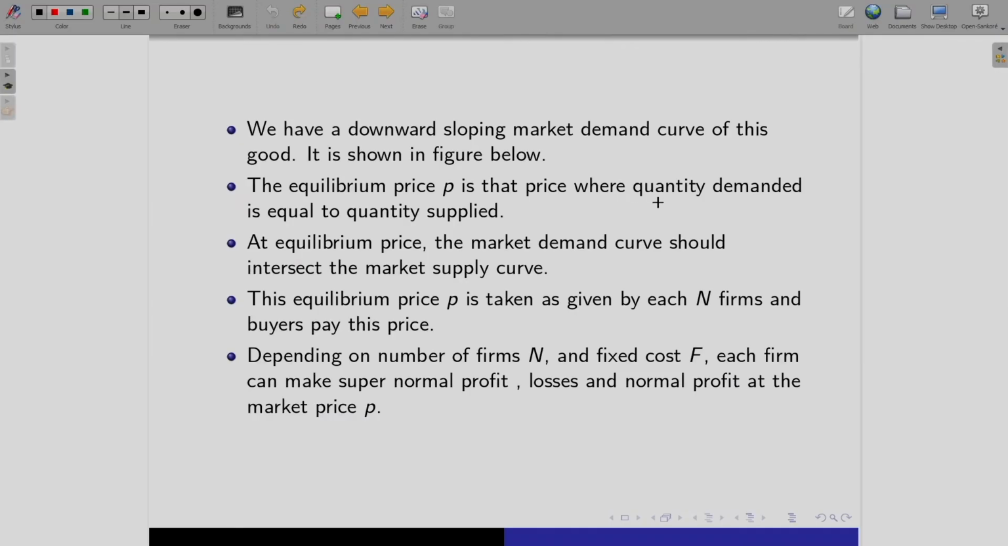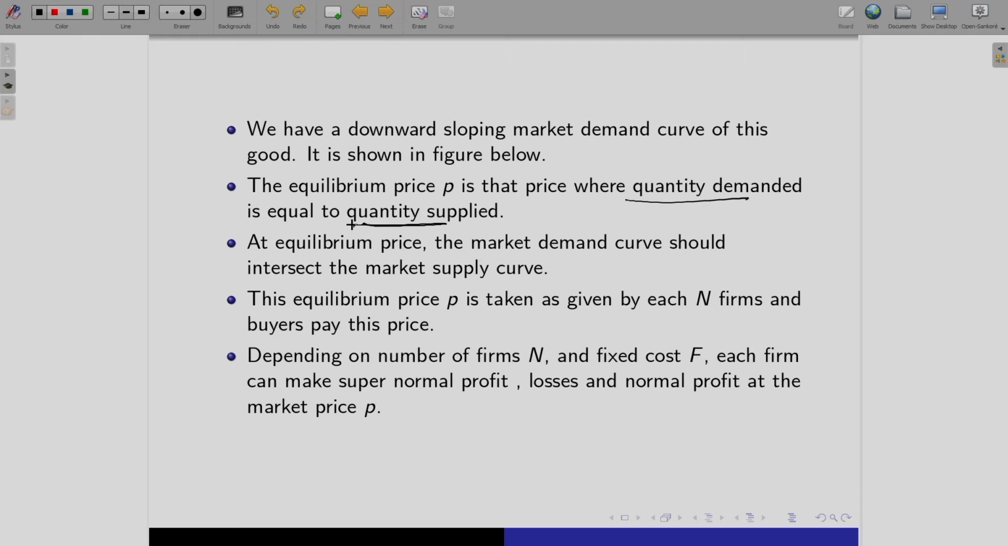Now, we also have derived the market supply curve for a given number of firms, suppose n. In that case it will be the horizontal summation of the marginal cost curve of each firm, that portion of the marginal cost curve which lies above the minimum of the average variable cost. Okay. Now, market equilibrium price is determined where quantity demanded is equal to quantity supplied. This is the most important condition.